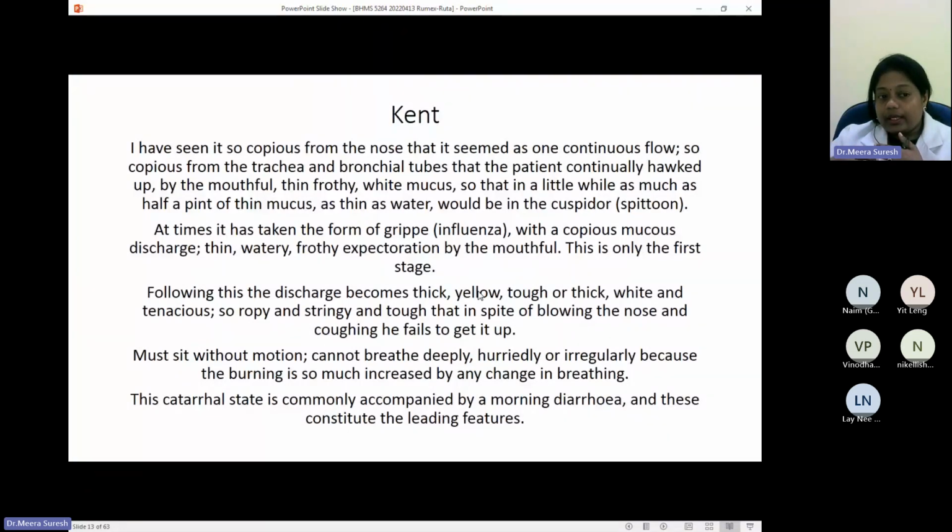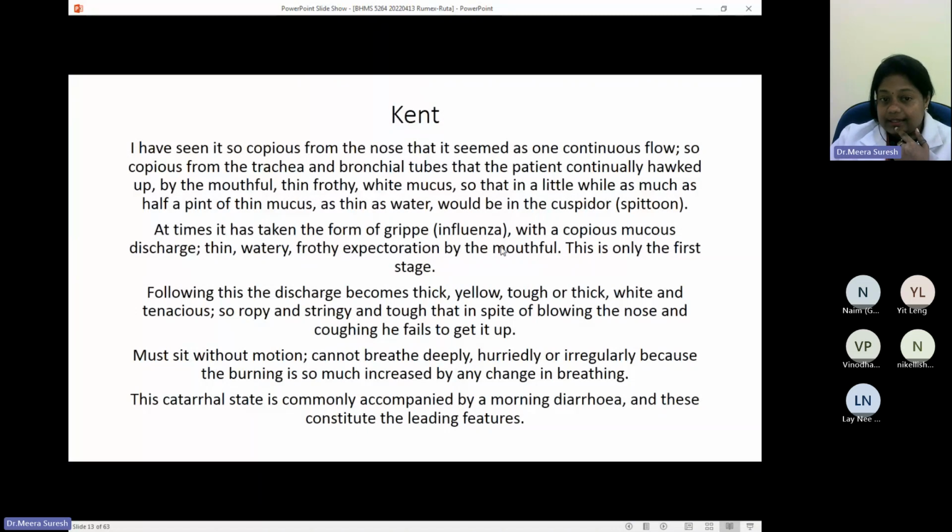so that in a little while as much as half a pint of thin mucus would be there in his spittoon, or the bottle in which he is spitting. It is formed so continuously that within a little time itself half a pint will be formed. That much continuous flow of coryza will be from the trachea and bronchial tubes that is being spat out, and also from the nose.